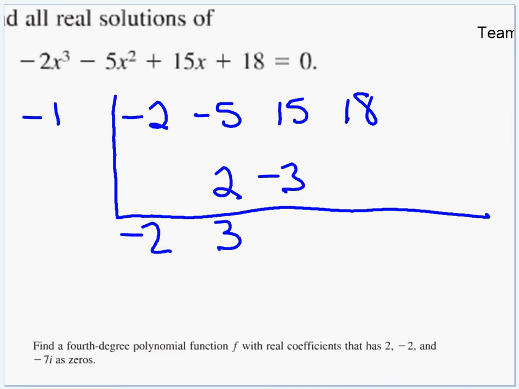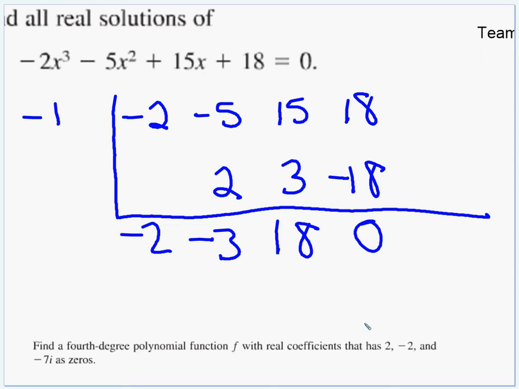Oops, I missed a negative there, didn't I? That would be a negative 3. And then that would be a 3. Add that up, you get an 18. There it is, negative 18, remainder 0. So we have x equals negative 1 as a solution. So that means x plus 1 is a factor.